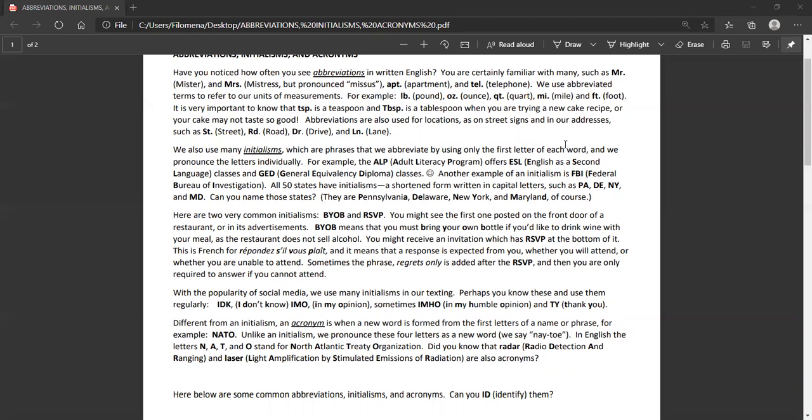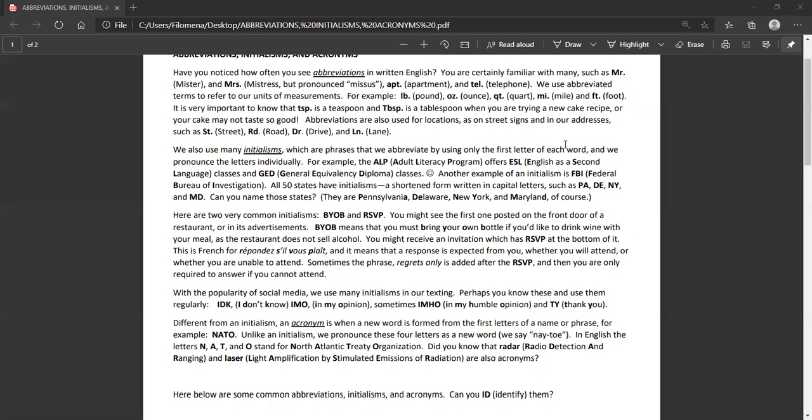We also use many initialisms, which are phrases that we abbreviate by using only the first letter of each word, and we pronounce the letters individually. For example, the ALP, Adult Literacy Program, offers ESL, English as a Second Language classes, and GED, General Equivalency Diploma classes. Another example of an initialism is FBI, Federal Bureau of Investigation, of course.